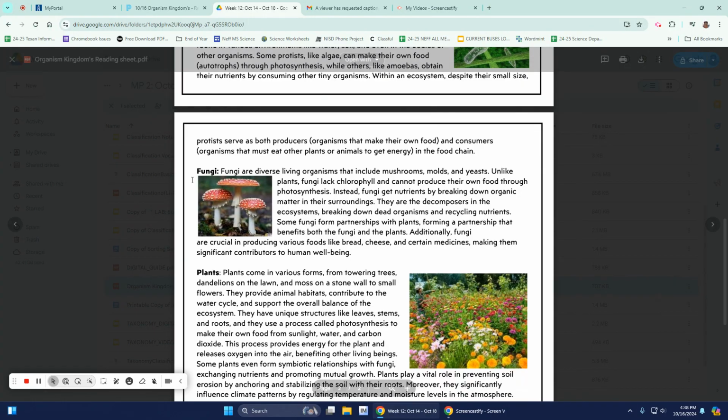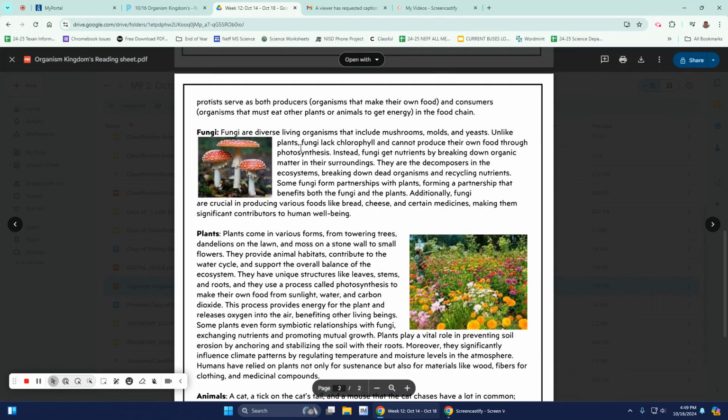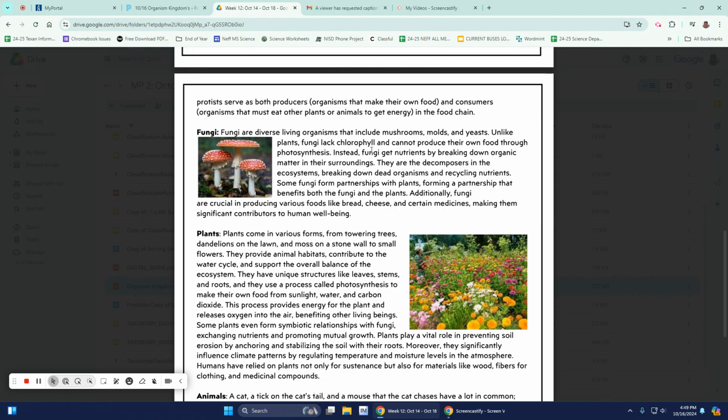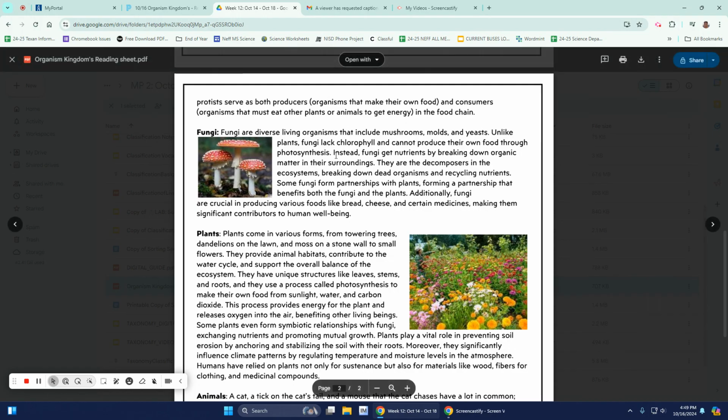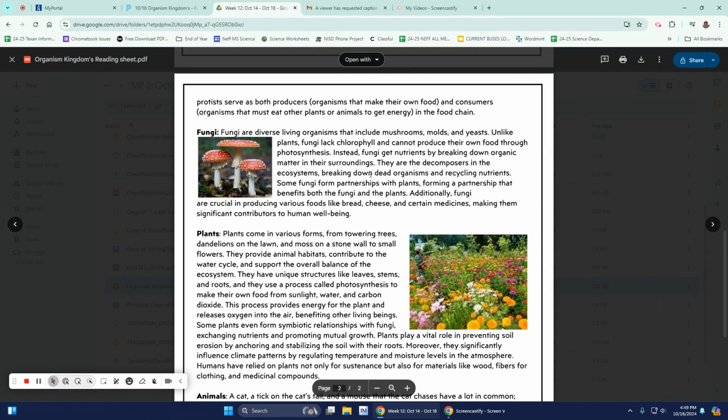So we're looking at the top of the second worksheet or handout reading here. These little mushrooms, these are fungi. Fungi are diverse living organisms that include mushrooms, molds, and yeasts. Unlike plants, fungi lack chlorophyll, that is what makes plants green, and they cannot produce their own food through photosynthesis. Instead, fungi get nutrients by breaking down organic matter in their surroundings.